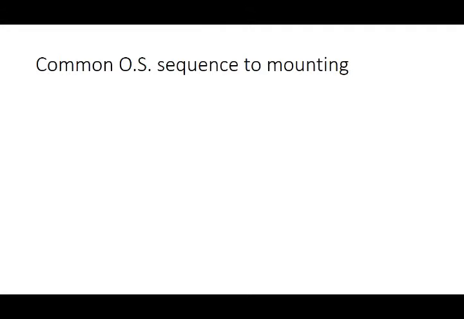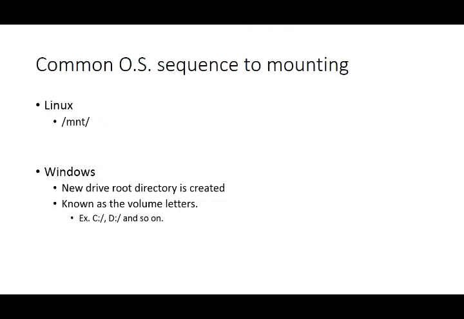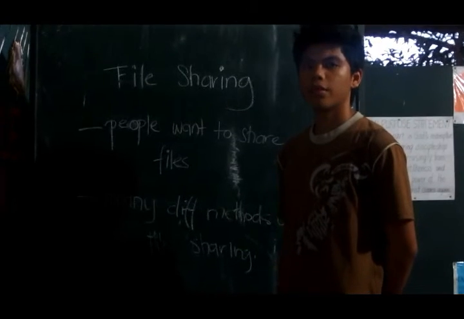Various operating systems implement it in different ways. Linux uses the /mnt directory to accept mounting of new partitions. Then in Windows, a new drive root directory is created. It is commonly known as the volume letters like C or D directory. And file sharing.